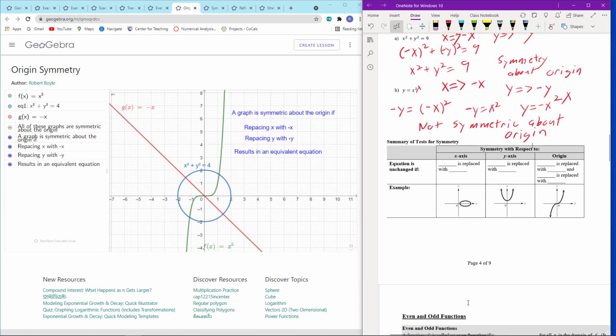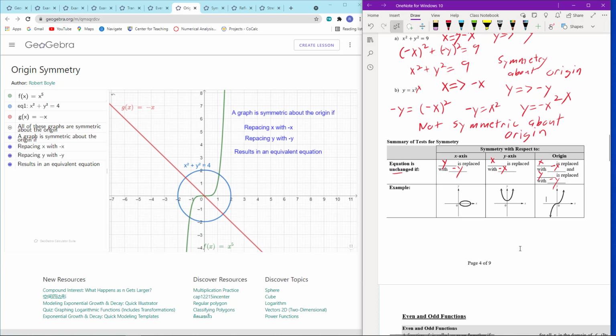And so we can summarize our symmetry tests here. And basically you just need to think about opposite variables. For symmetry about the x-axis, the equation will be unchanged if y is replaced with -y. Okay? For symmetry about the y-axis, the equation is unchanged when x is replaced with -x. And for symmetry about the origin, if you replace x with -x and y with -y, the equation is unchanged. This pretty much is what you need to remember relative to symmetry about the x-axis, y-axis, and the origin.